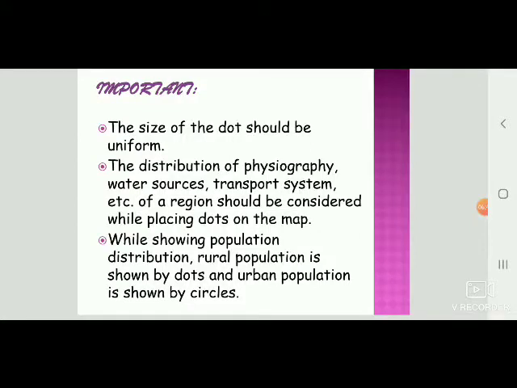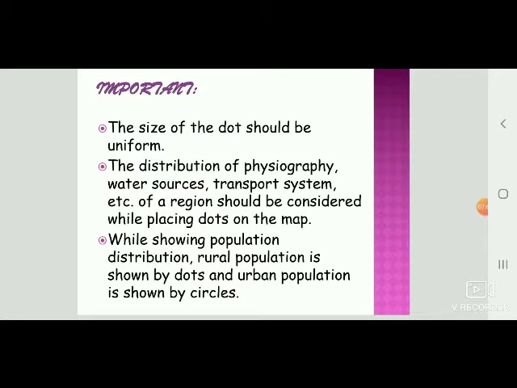Important factors that have to be remembered. First thing is, the size of a dot should be uniform. Second, the distribution of physiography, water sources, transport system, etc. of a region should be considered while placing the dots on the map.